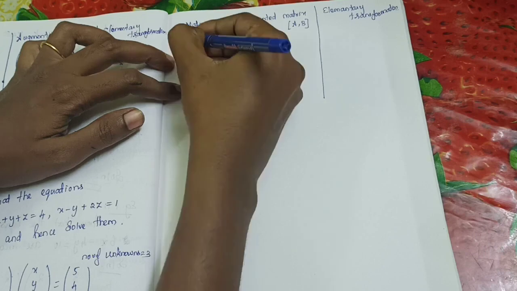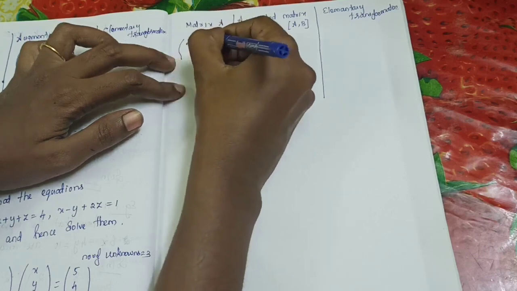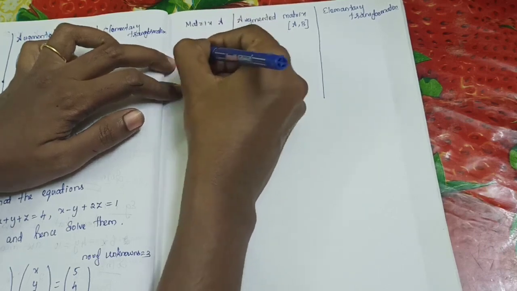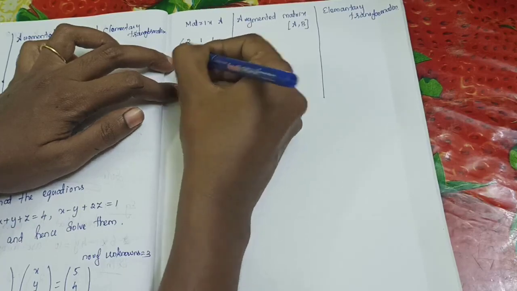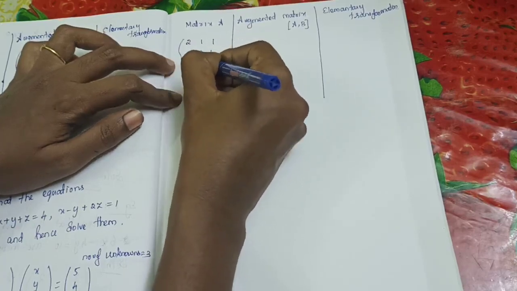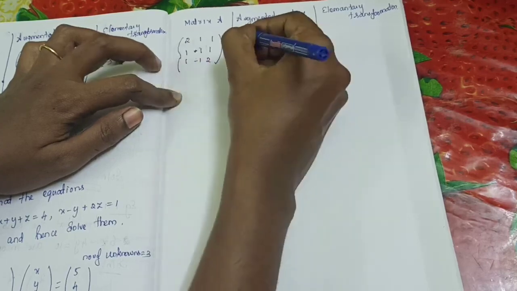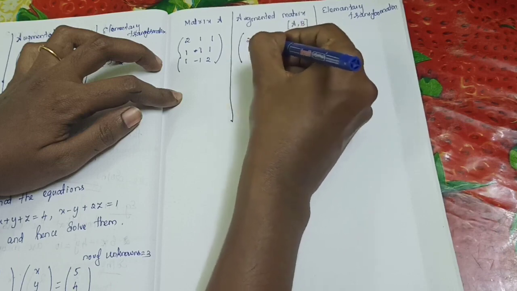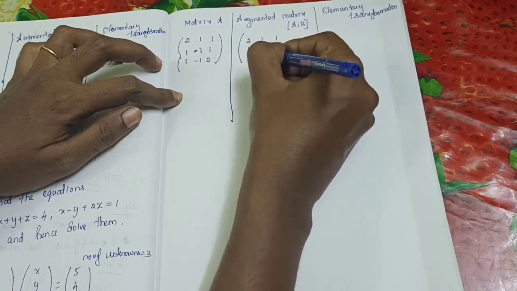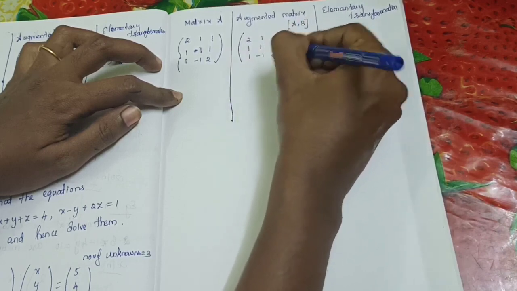Now matrix A. What is matrix A? 2, 1, 1. Then 1, minus 1, 1, 2. Then the augmented matrix, that is AB: 2, 1, 1, 1, 1, 1, minus 1, 2. Next entry is 5, 4, 1.